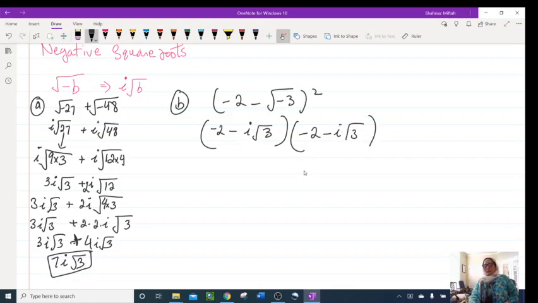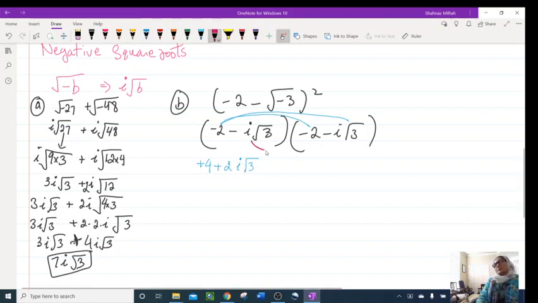All I have to do is do my distributive property. I have to actually multiply this 2 with that 2. Again, negative times negative is going to give me positive. 2 times 2 is 4. Then I'm going to multiply the same 2 with this. Negative times negative is positive, and 2 times i square root 3 is going to go 2i square root 3. Okay, let's go for this. We multiply this with that. Negative times negative is going to give me positive, and this stays the same. 2i square root 3.